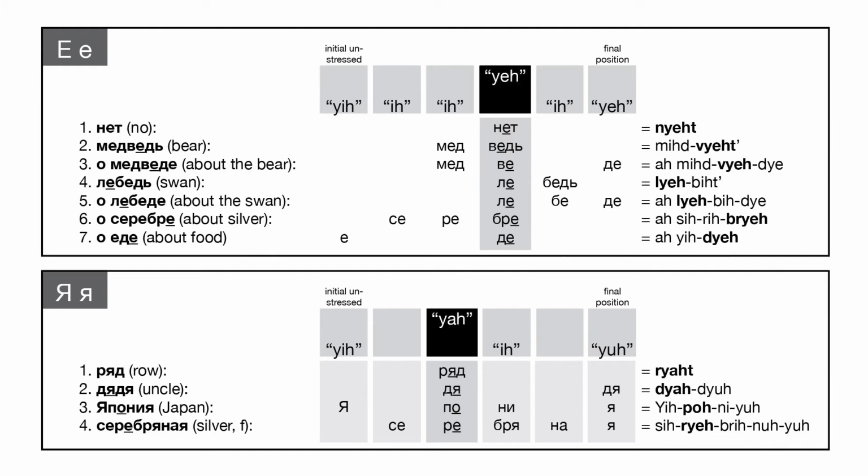Okay, about the bear would be медведя. So again, медведя. So the first yeah is reduced a little bit, final two are not. Медведя. Number 4, swan, is лебедь. Right, so listen for that slight reduction, лебедь. Okay, about the swan would be лебедя.